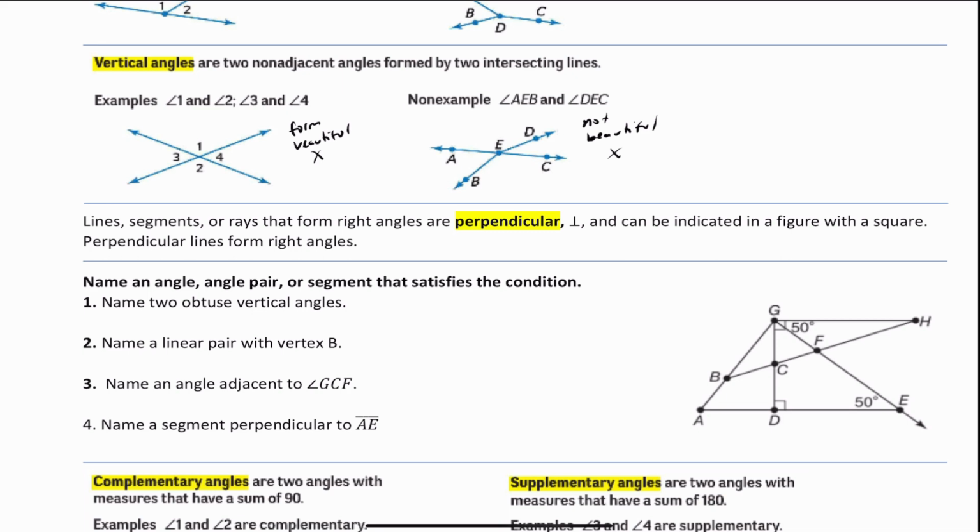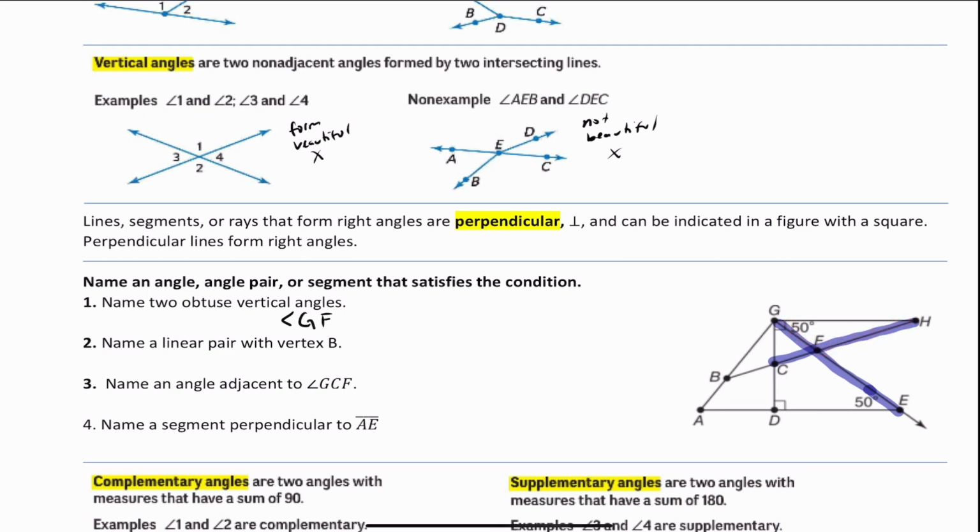We have number 1. Name 2 obtuse vertical angles. So remember, with the vertical angles, it has to form a beautiful looking X, and it has to be obtuse, okay? So if I look at this example right here, it forms a beautiful looking X, sort of. But yes, it's beautiful. It looks like an X. And this angle here is obtuse, so I can call that angle what?